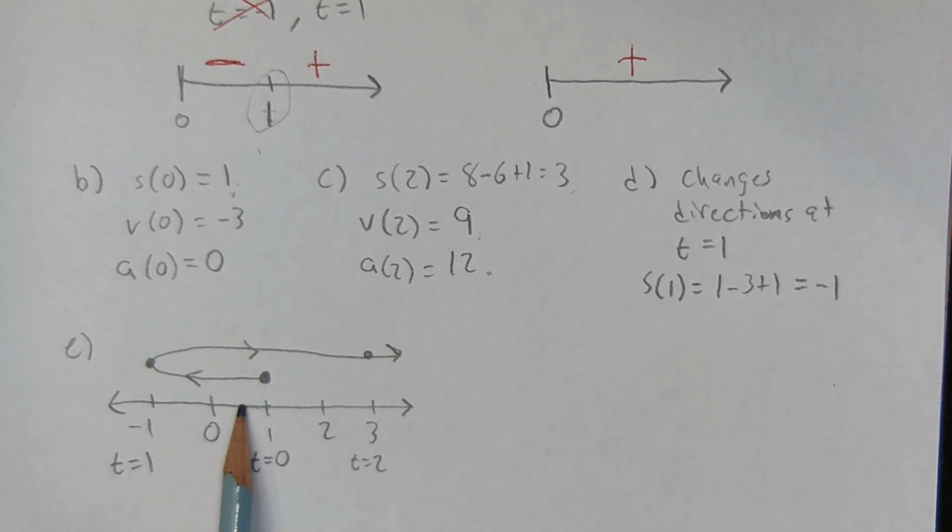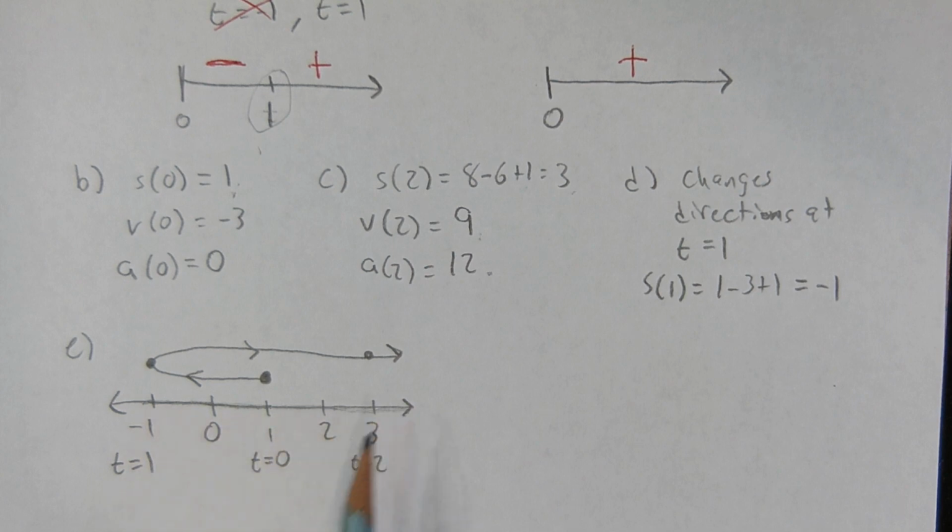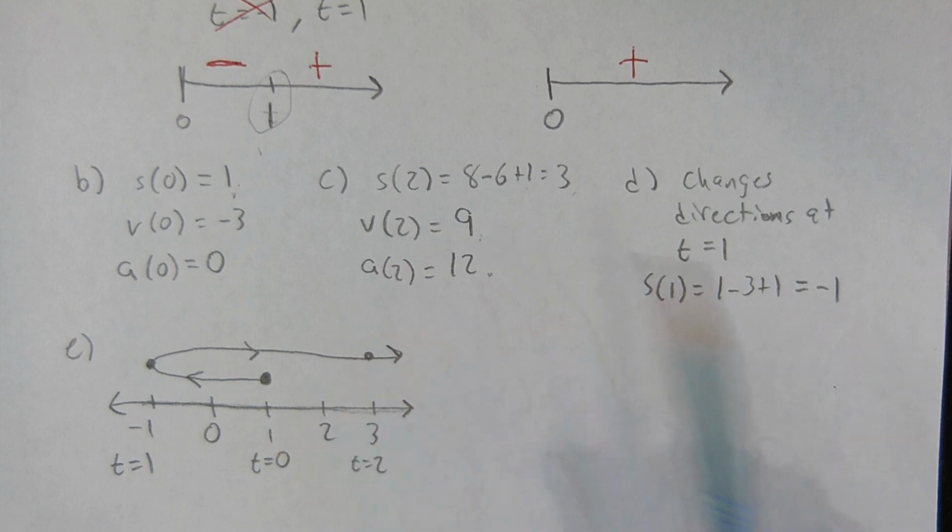It started here and then went to here and then put the brakes on and then went back this way. But you see, just tracing over the x-axis, you can't see where it turned around. So we draw it like that and just kind of stretch it out this way just so we can see what the motion was doing.